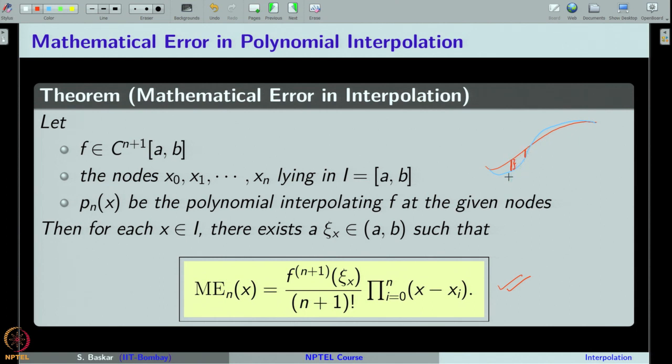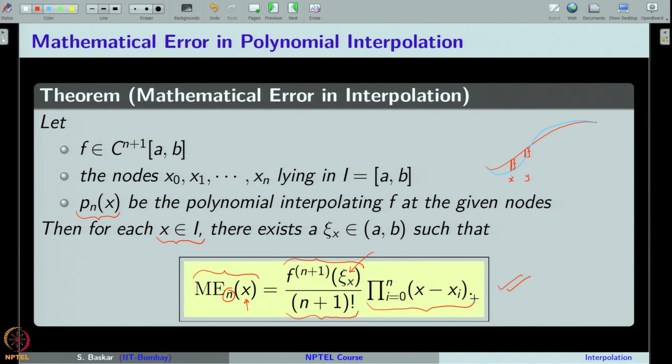So, here the mathematical error at this point x, say, is different from the mathematical error at this point, say, y. Therefore, the mathematical error is a function of x. That is why we write this notation. ME stands for mathematical error and it depends on x, and also it is the mathematical error in the interpolating polynomial of degree n, right? So, this suffix n is also used in the notation, and that is given by the (n+1)th derivative of f evaluated at an unknown point xi, and this xi depends on the point x at which we are interested in seeing the mathematical error, divided by (n+1) factorial into this product.